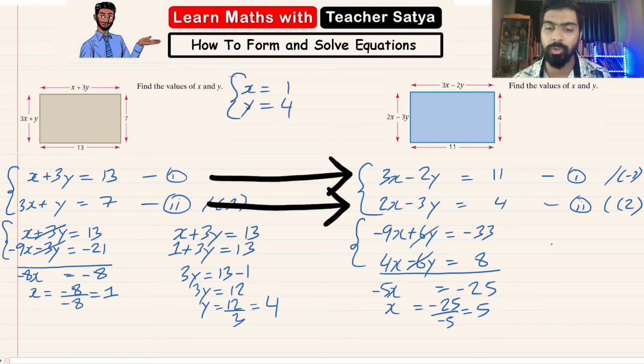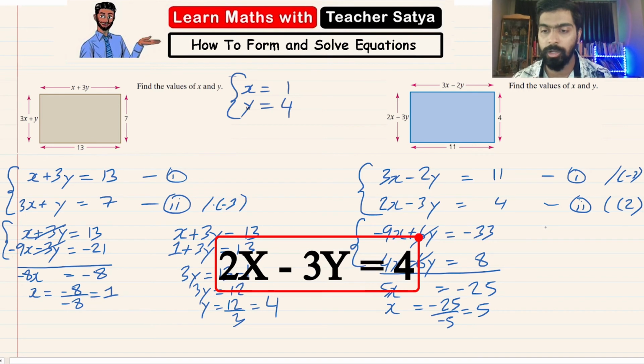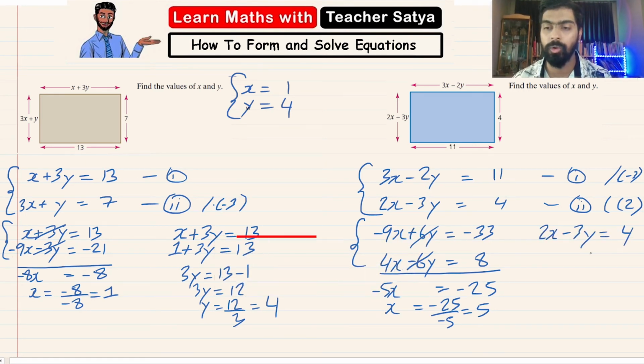Now let's go ahead and choose maybe equation number 2 here. So I have 2x minus 3y is equal to 4. So what we have here, x is 5, so I have 2 multiplied by 5 minus 3y is equal to 4, right guys? So 10 minus 3y is equal to 4.